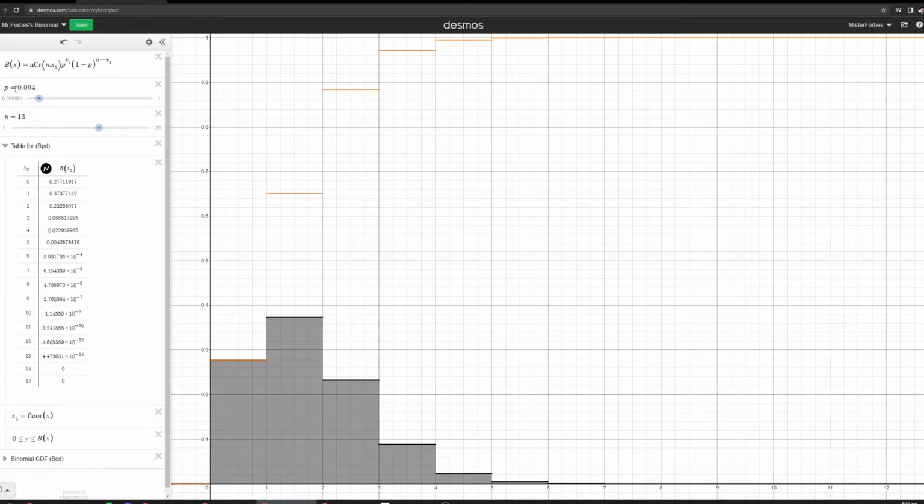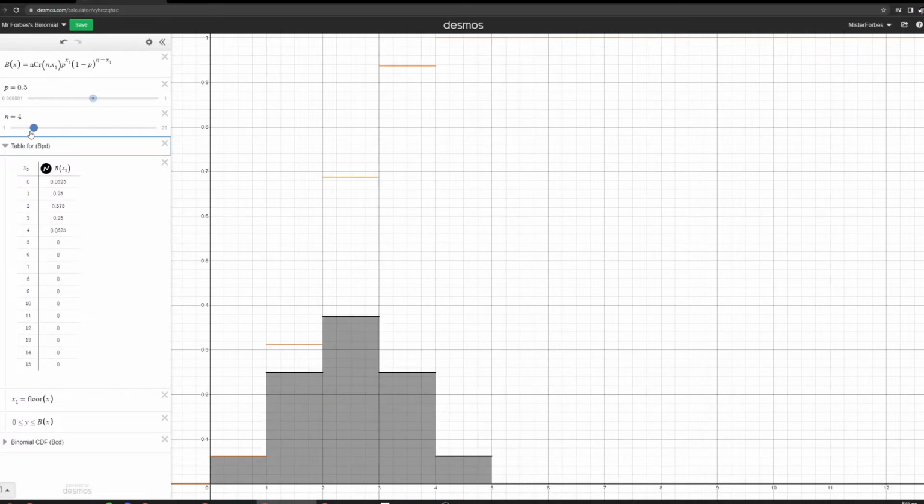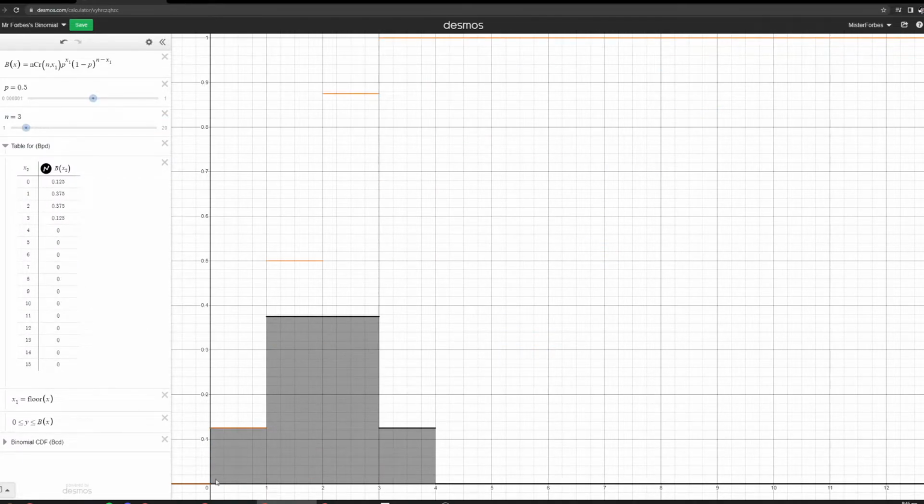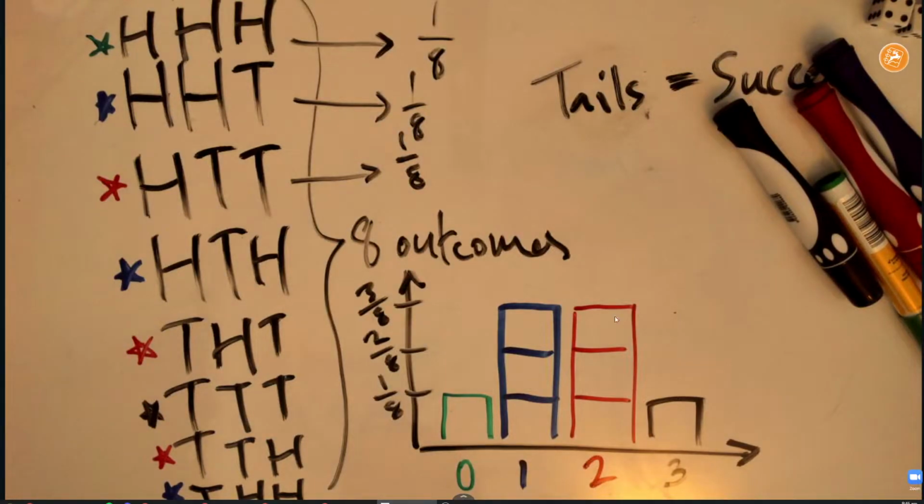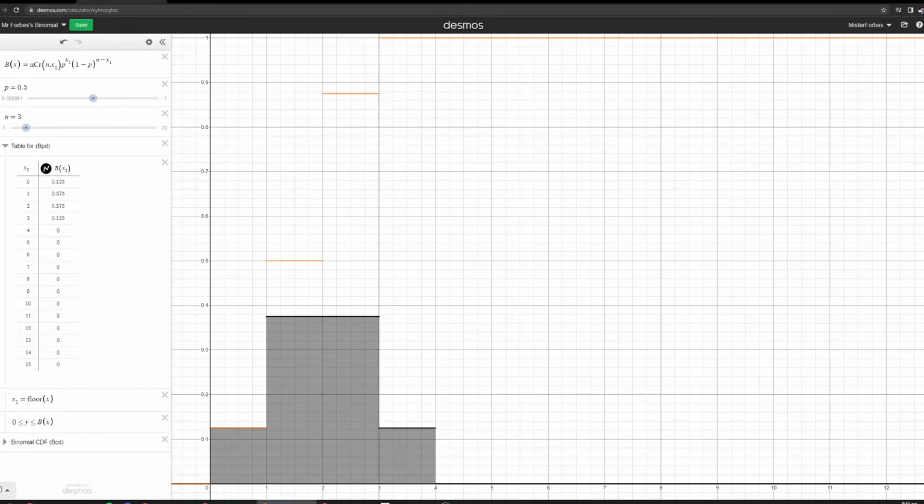So our probability of a coin flip, probability of each success is 0.5. Right, how many coins did we flip? We flipped 3 coins, so we drag this down to 3. And as you can see, we have that same distribution here. Right, 1 success, then this one, and then this one. It looks exactly the same. Let's just have a little comparison. Voila. Okay, so this is the idea of the binomial distribution.